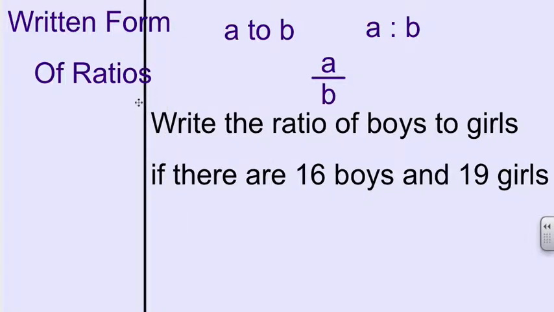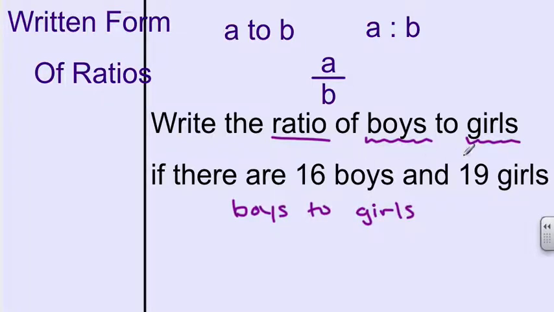Let me see if I can move this line. There we go. Write the ratio of boys to girls if there are 16 boys and 19 girls. This problem is actually fairly easy. The key is to pay attention to the order of which it says. This says to write the ratio, so I'm choosing one of these three methods, ratio of boys to girls. So I need to write boys to girls. Now, I can't just write the words, obviously. I need some numbers in there. So let's go do some investigating.